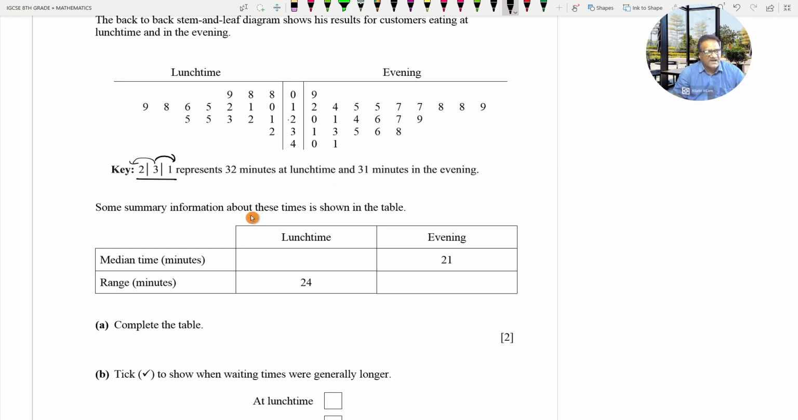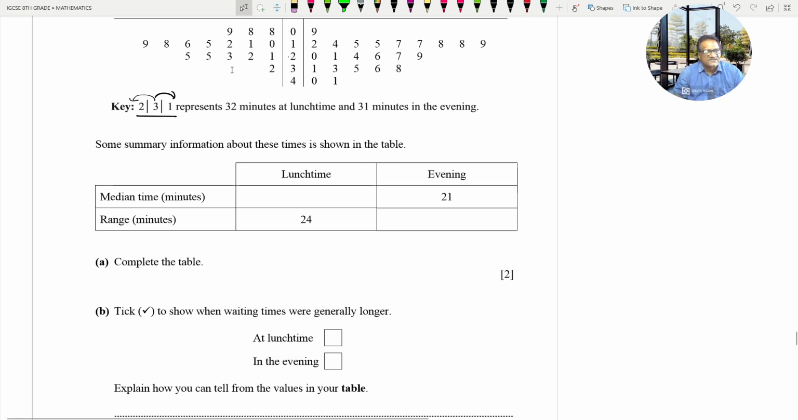Now the question asked here is, some summary information about the times is shown in the table. Now lunchtime and evening time. The median time for the lunchtime you have to fill up. The evening median time is given as 21. And the range of the lunchtime is given to you as 24. For the evening time, the range you have to find out. Okay. So you have to complete the table. To complete the table, you have to write out these values.